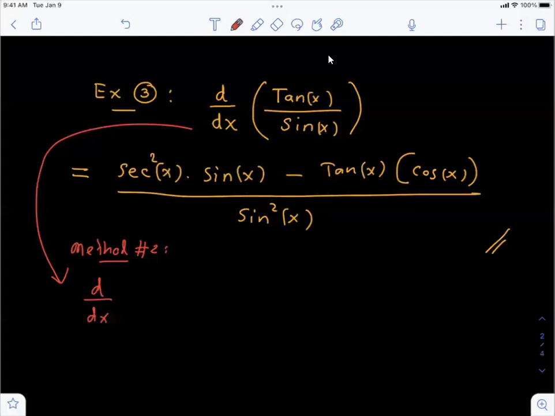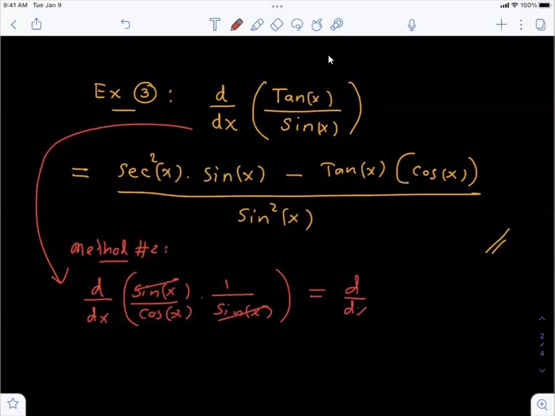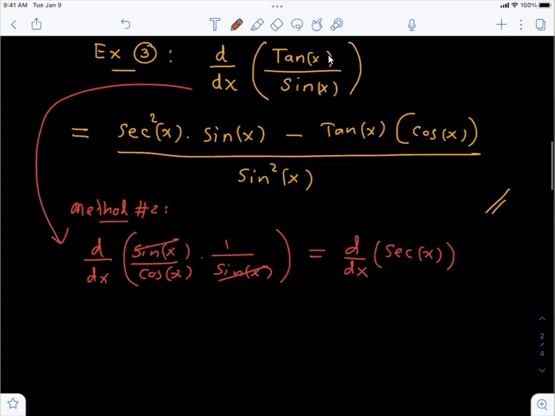Infusing a little bit of trigonometry from trig knowledge base. So tangent x is none other than sine x over cosine x, and then sine x in the denominator is just 1 over sine x. Can you see this simplifies right away, leaving the derivative of 1 over cosine. But look at this, 1 over cosine is none other than just secant x, where you have a direct derivative listed on your toolbox. If you take the derivative, you're going to get secant x times tangent x.